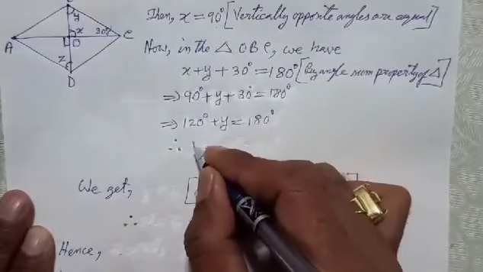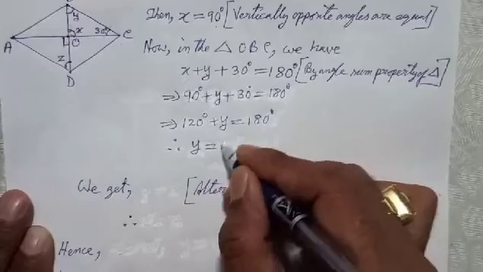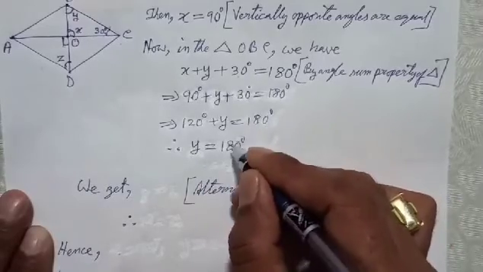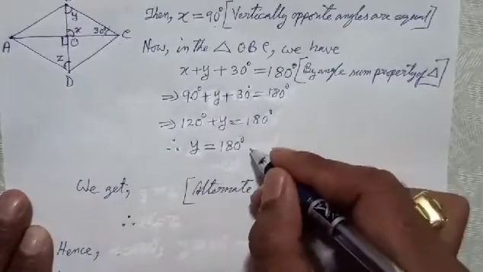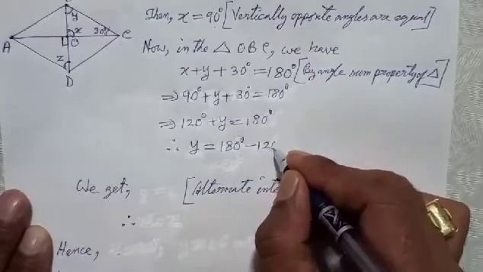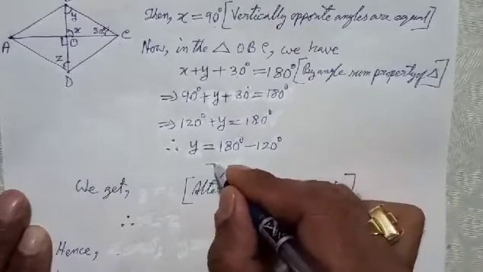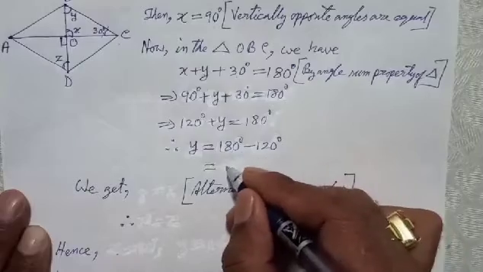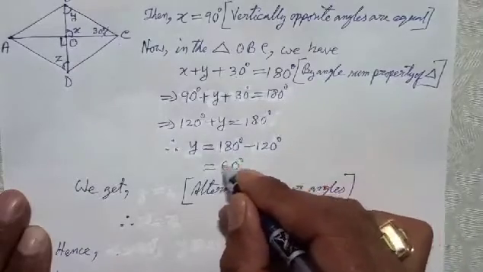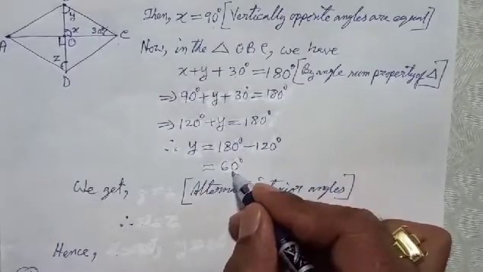Therefore, if we want to find out y, 180 degrees, if 120 is transposed to the other side, minus 120 degrees. 180 minus 120, we are getting 60 degrees. Now we are getting y is equal to 60 degrees.